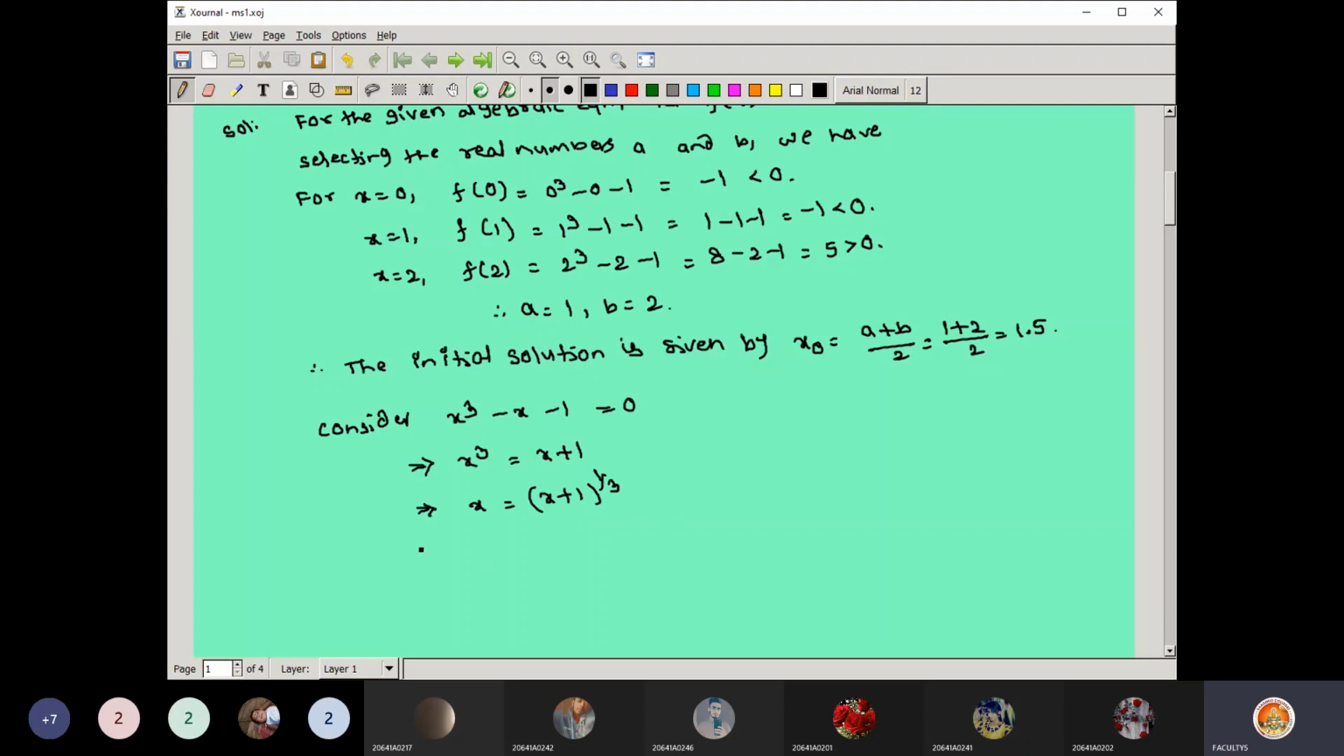So this is looking like it is in the form of x_{n+1} as per the procedure, x_{n+1} equal to phi of x_n.